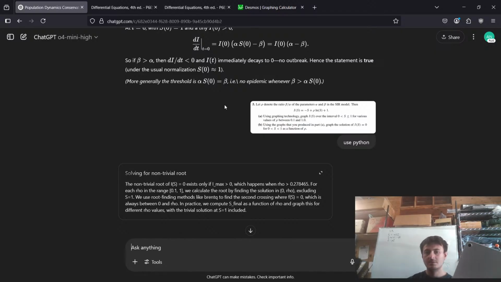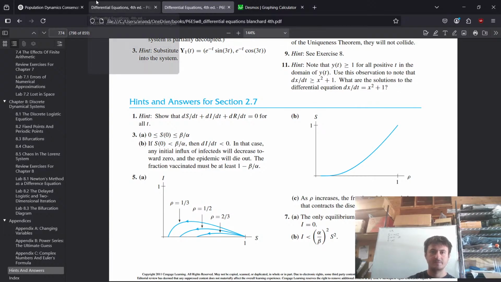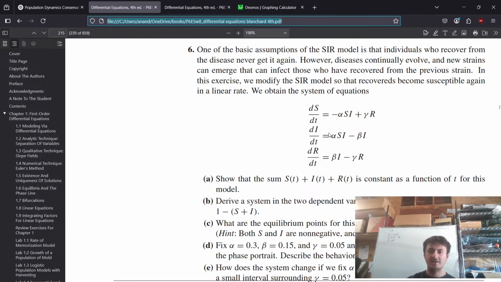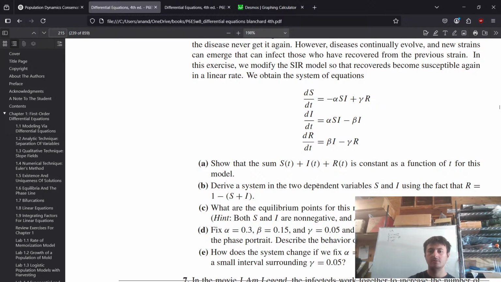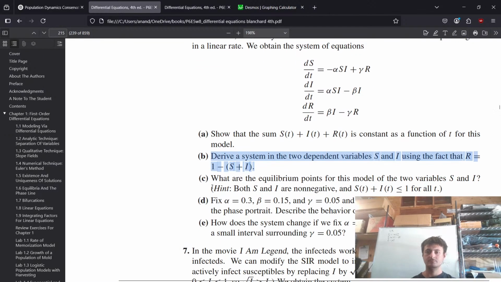Okay, 6 seems kind of fun. So if we look at problem 6, we add in a term so that susceptible can refill. Derive a system in 2 dependent variables, S and I. All right, that's probably pretty good. And we'll skip D. How does the system change if we fix alpha?